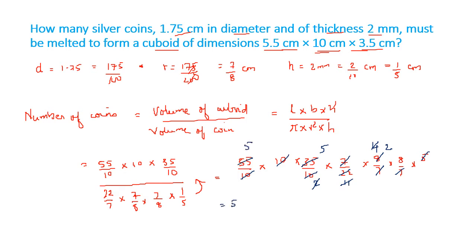So we've got 5 into 5 into 2 into 8. But 5 twos are 10, 5 eights are 40. So 10 into 40 is 400 coins. So 400 coins have to be melted to make a cuboid of these dimensions.